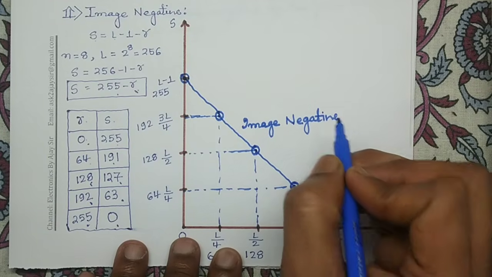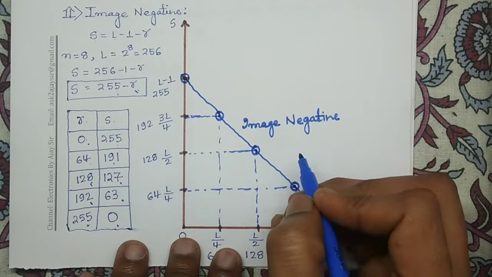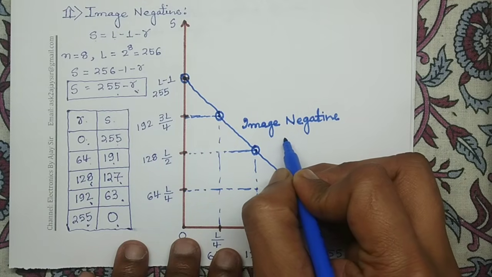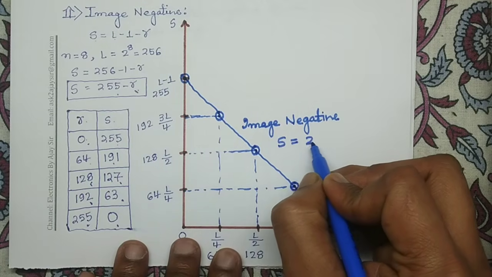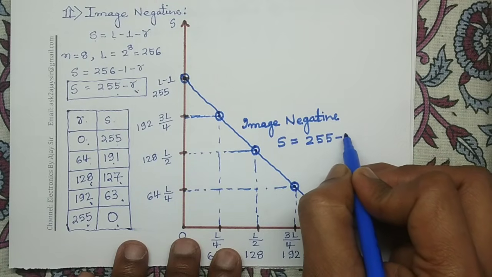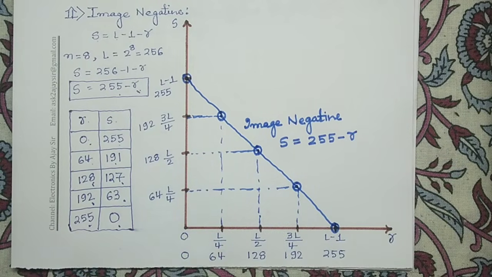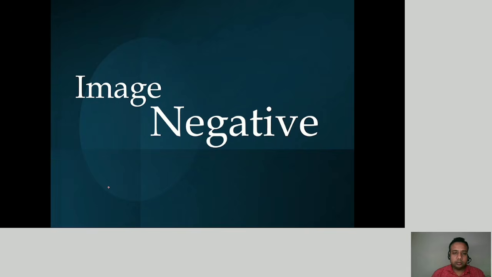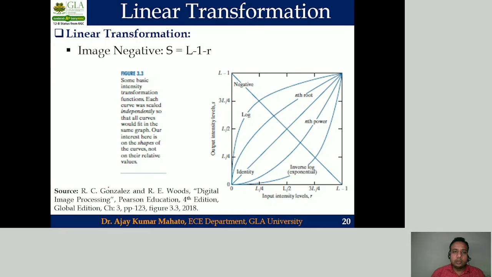The mathematical equation of image negative for this transformation curve, that is for this 8-bit image, is S equals 255 minus R. So the general equation of image negative is S = L minus 1 minus R, and in the book the transformation curve for image negative is represented by this straight line, which we have plotted just now.